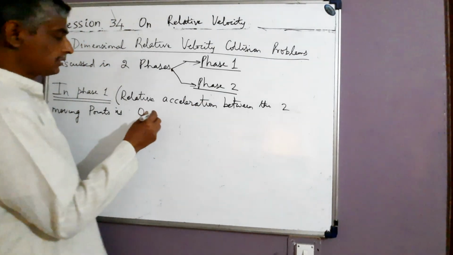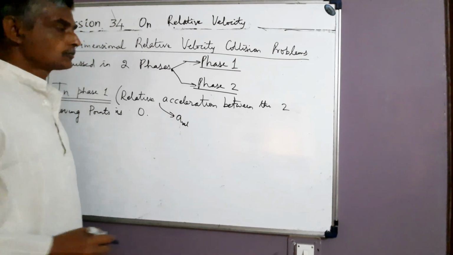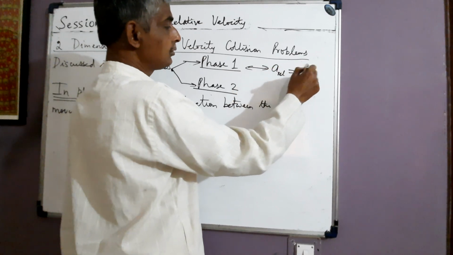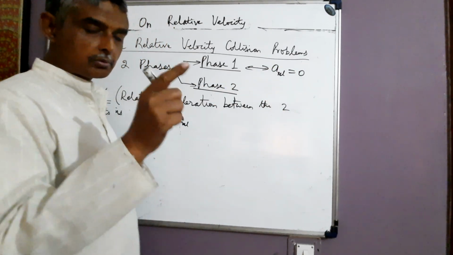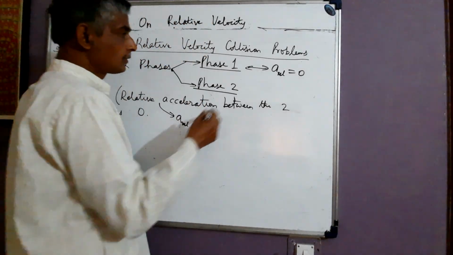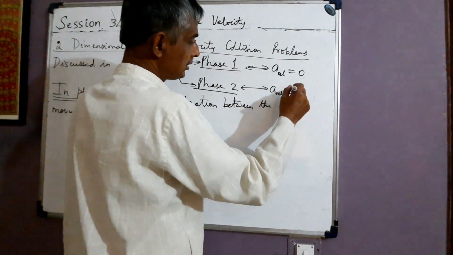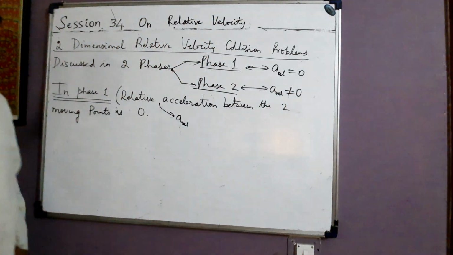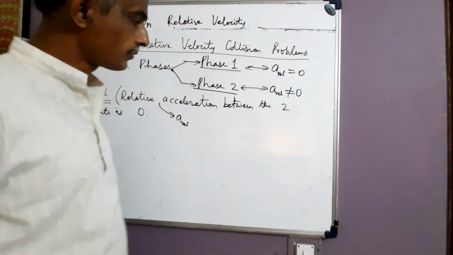So, relative acceleration will be denoted in short by A relative. In phase 1, it will be assumed that A relative is 0 throughout the instant of observation, starting from the initial moment till the instant of collision. In phase 2, it will just be the reverse of it. A relative is non-zero. So in phase 1, A relative will be 0. In phase 2, A relative will be non-zero.